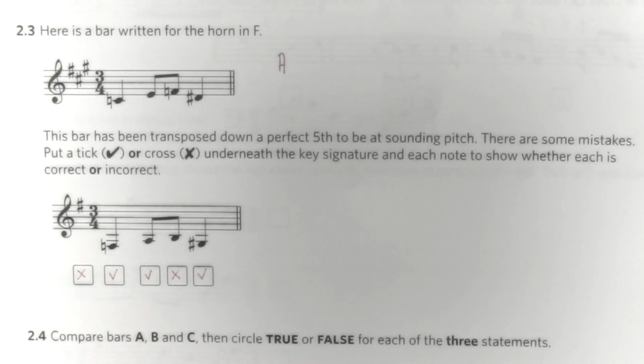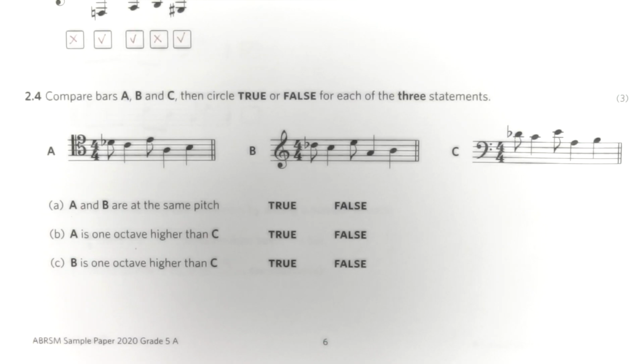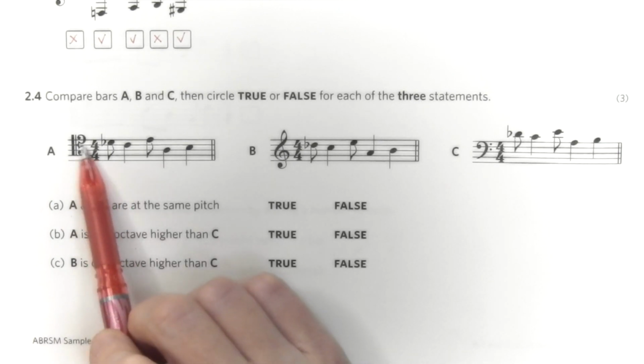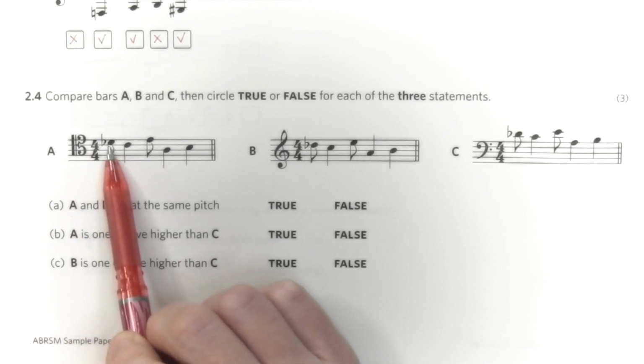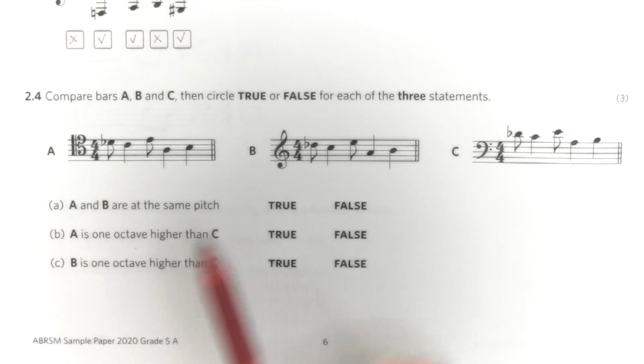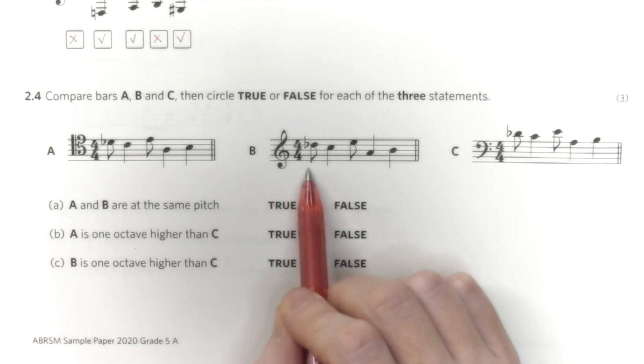Let's move on. This fourth question asks us to circle whether the statements are true or false. Now, it's all about pitch. So remember what I said in one of my videos: if it's the pitch you want to know, middle C, are you above or below? Here, this is the tenor clef and middle C is here. In the treble clef, middle C is down here.